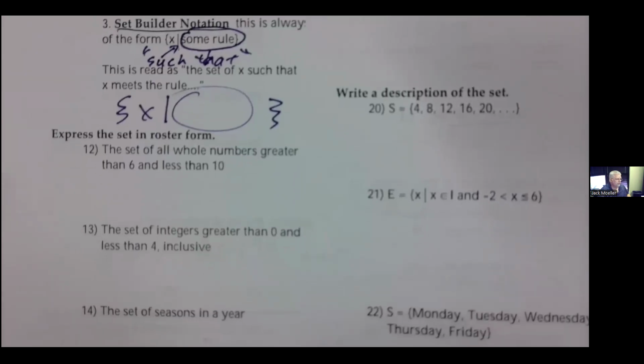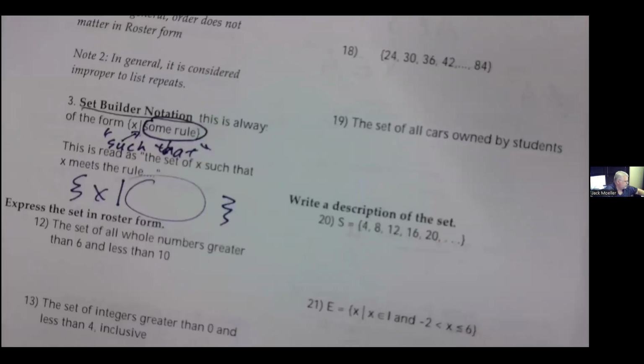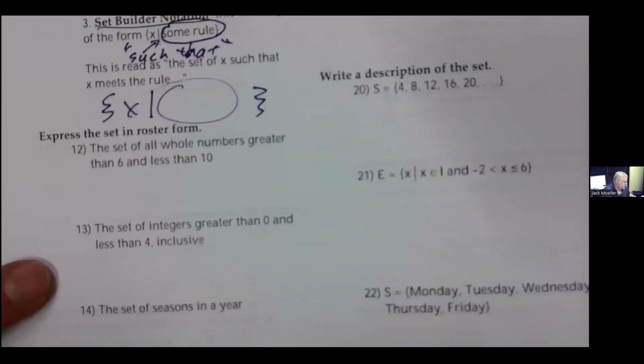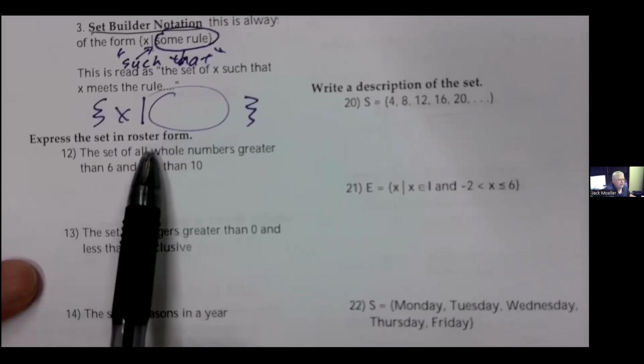So what you're going to have to do is put sets in roster form and in set builder notation. And again, MATLAB's going to be multiple choice in a lot of this. Let's practice, but not multiple choice. So let's look at 13. We're putting this in roster form.